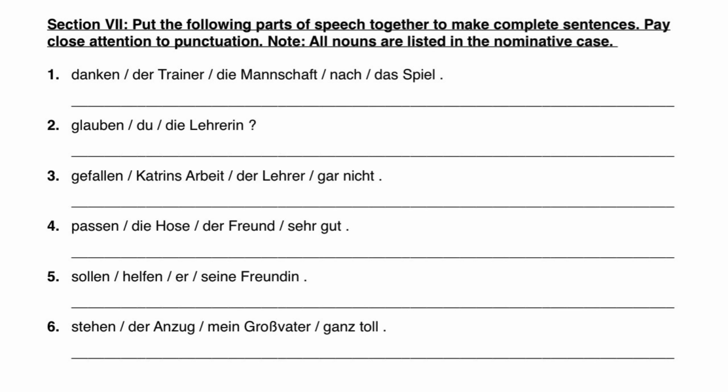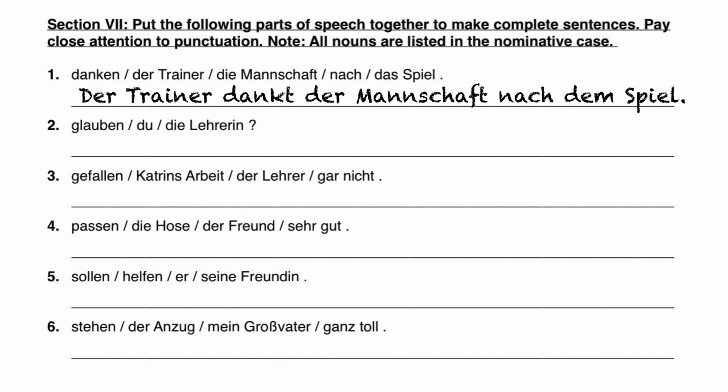Now let's practice using these dative verbs. So you know that we're going to have a lot of dative stuff going on in these sentences, so just dative it up. First thing on here is that the trainer is thanking the team after the game. So we start off with der Trainer as our subject, and then we have to conjugate our danken, which is dankt, D-A-N-K-T. And then we have to have die Mannschaft, but die Mannschaft is a feminine noun, and since it's the object of a dative verb, it's what is being thanked, that would be the team, and so we have to use here der Mannschaft. So, der Trainer dankt der Mannschaft nach dem Spiel. The trainer thanks the team after the game.